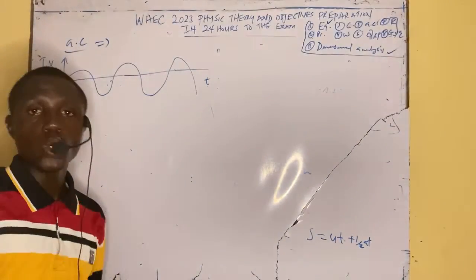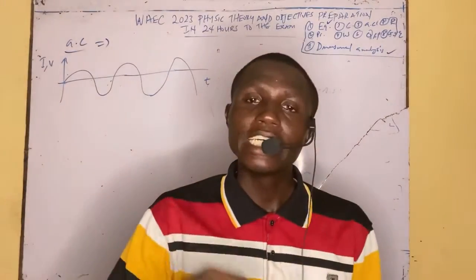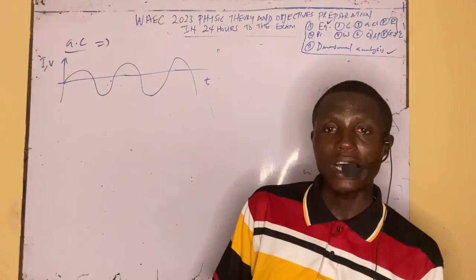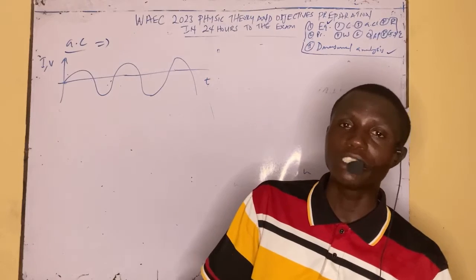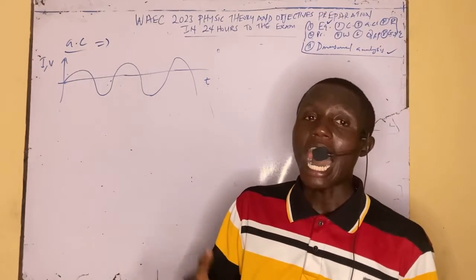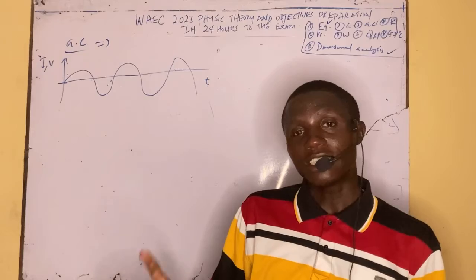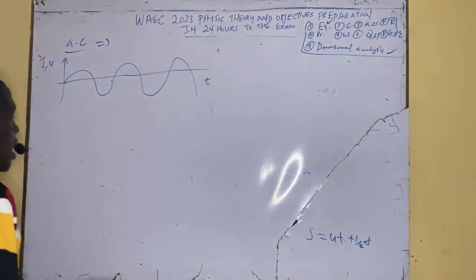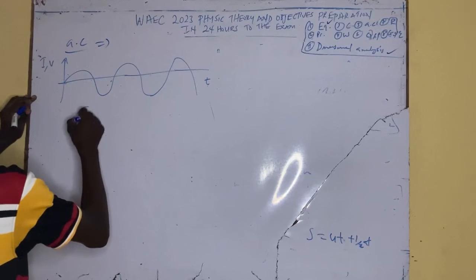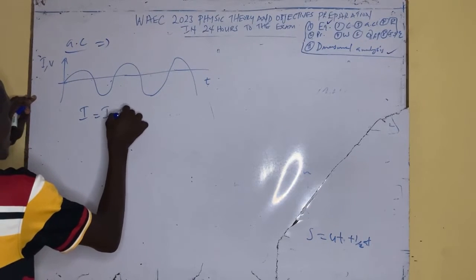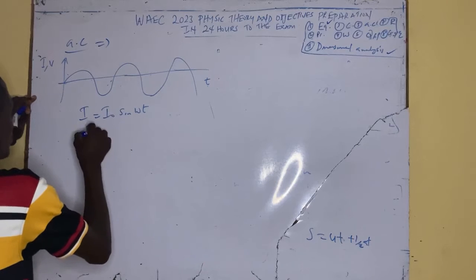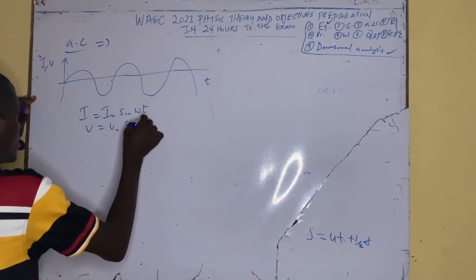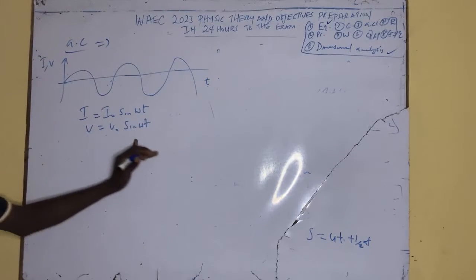Because it is sinusoidal, we usually calculate the root mean square current and the root mean square voltage. The instantaneous current is I equals I naught sin(ωt), and it can include a phase angle. Similarly, V equals V naught sin(ωt). But this one is not actually necessary.